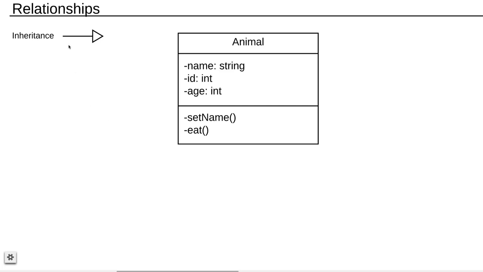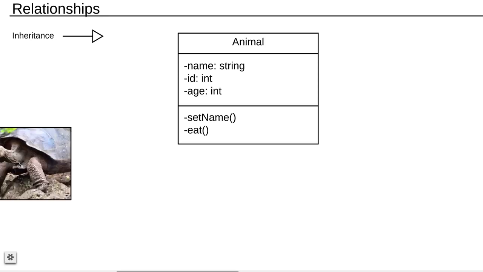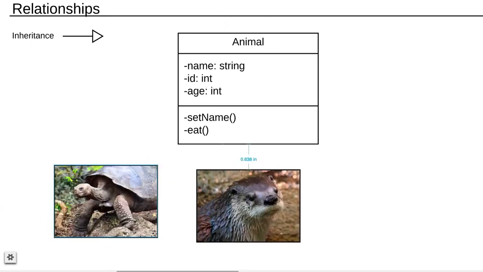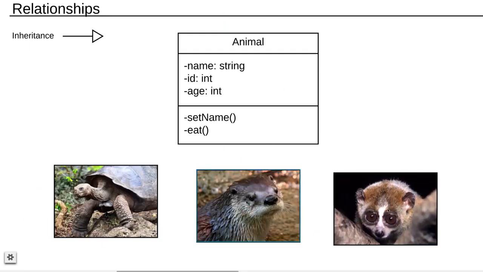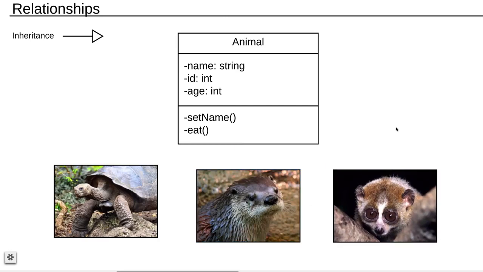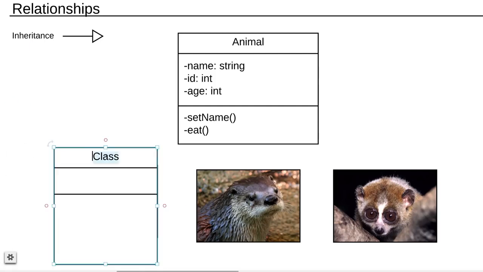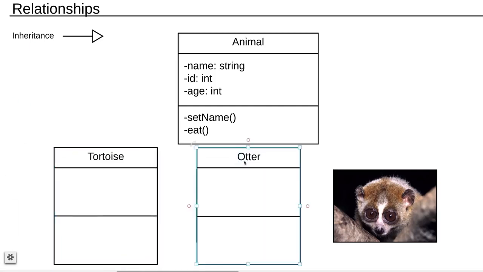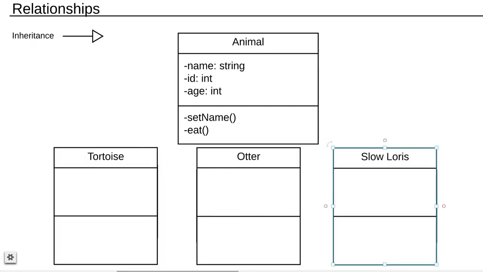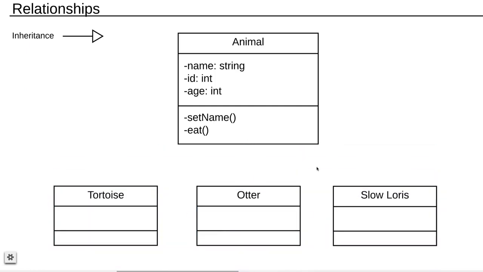Okay, so inheritance. Let's say in our zoo, the only animals we have are tortoises, otters, and the lesser known, but nonetheless amazing slow loris. In our system, we want to distinguish each of them as their own class. So we make 3 new classes for tortoise, otter, and slow loris. And I'll make these a little smaller so you can see them better. Now instead of duplicating attributes for name, ID, and age, we can make these classes into subclasses of the animal class by drawing open arrows like this.